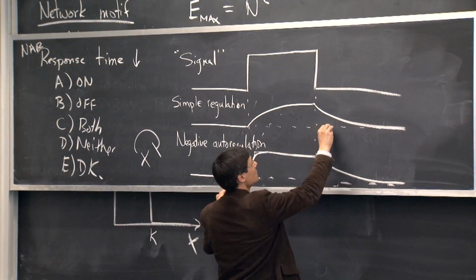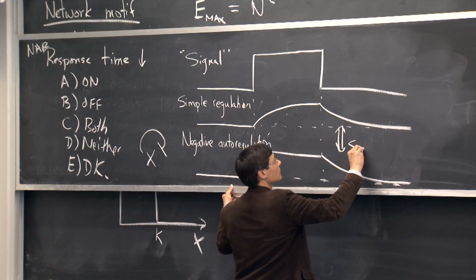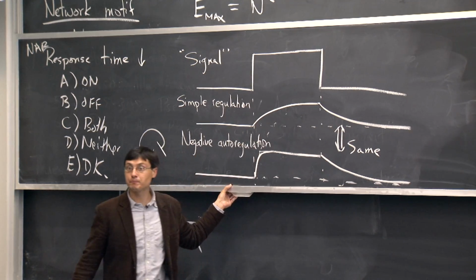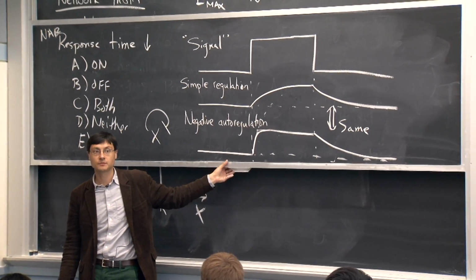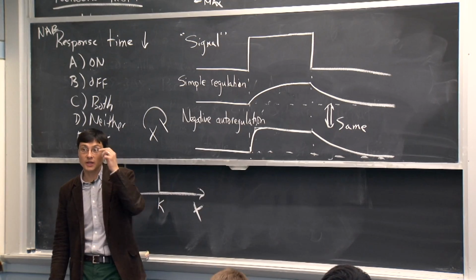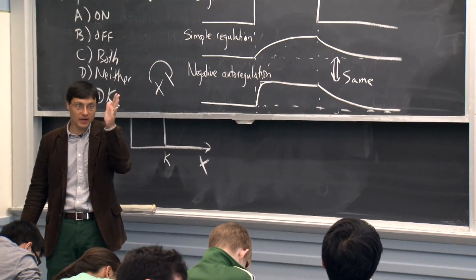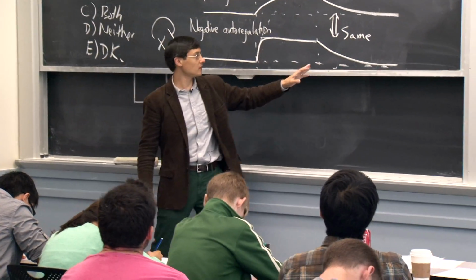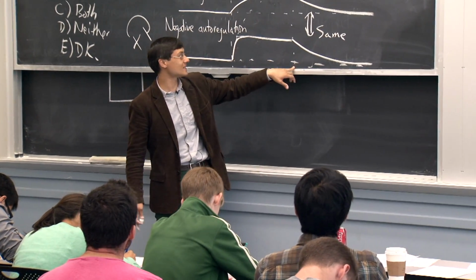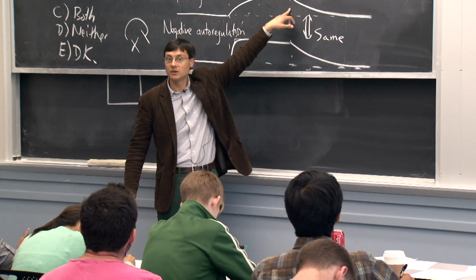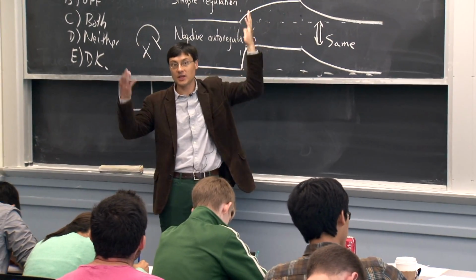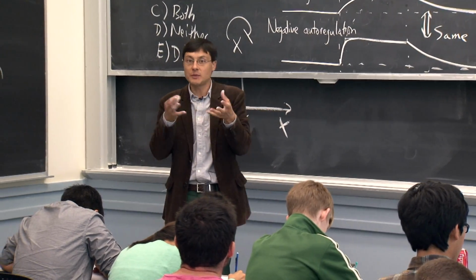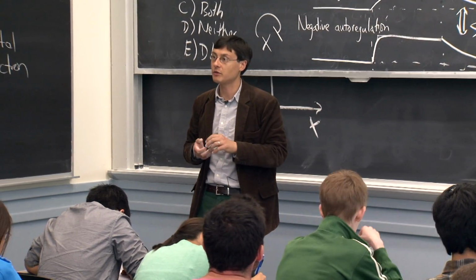Okay. So these guys are the same, whereas this one is faster than that one. Because the idea is that the best that you can, I mean, unless you're going to actively degrade it, all you can do is shut off expression. But if you turn off expression with negative autoregulation, it's the exact same thing as turning off expression in the absence of the negative. In either case, you just stop making protein, so the concentration just goes down because it's being diluted away during cell growth.